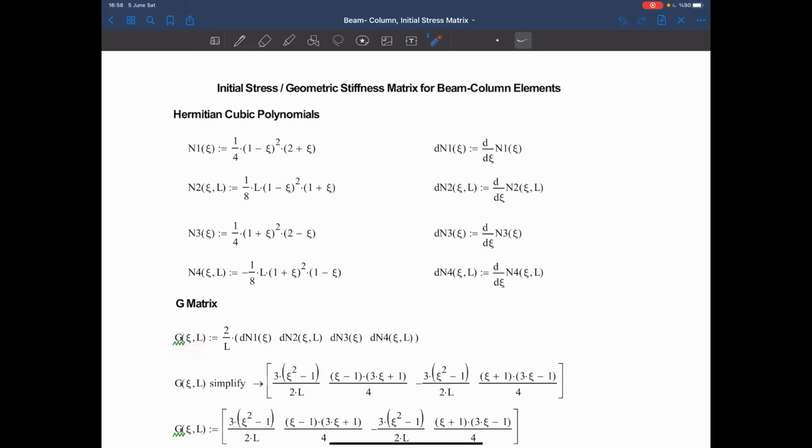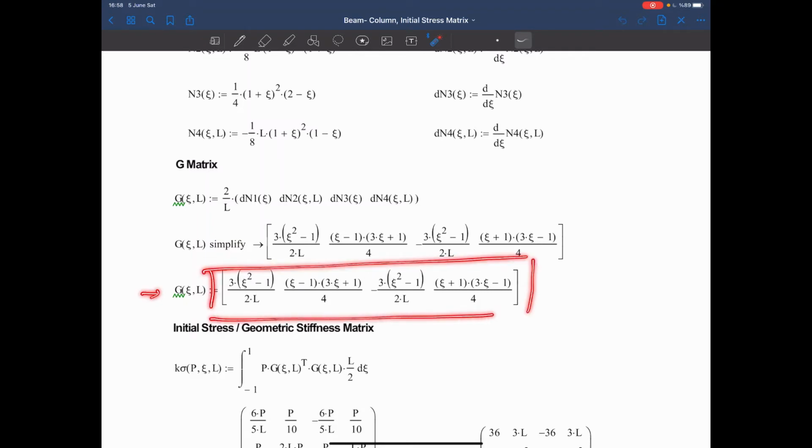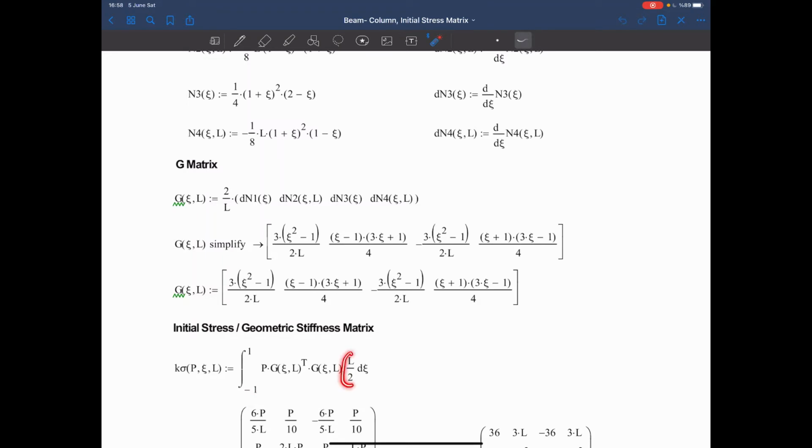Now this is the G matrix. I need this to convert the natural coordinate system to the coordinates of the beam. So at the end of the day, when you put the derivatives into the G matrix, this is what we have. That's the G matrix, okay? So I'm evaluating that from -1 to 1 and multiplied it with L over 2. And at the end of the day, I have P G transpose times G here.